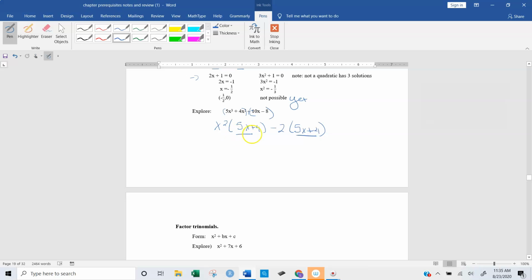When we look here, our factors are the same, so we can factor them out. 5x plus 4, leaving us with x squared minus 2 in the second set. This is not a difference of squares, so we are finished. There is no equal sign, so we do not have to continue.